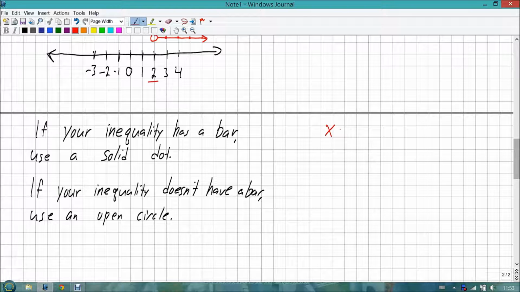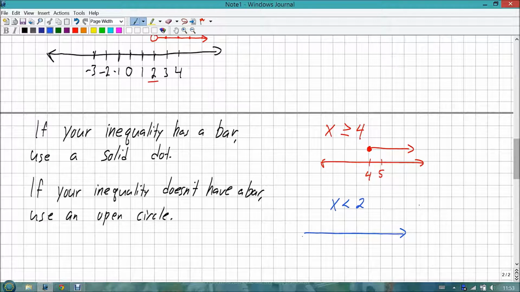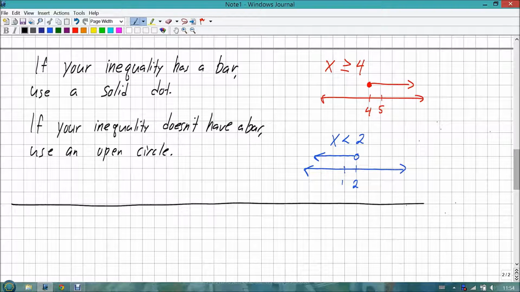For an example, if x is greater than or equal to 4, then on my number line, I would start at 4. I know that 5 is larger, so I'm going to start at 4 with a solid dot and go to the right. And if I have x is less than 2, then I would draw my number line. I would start at 2, and I know that 1 is less than 2. So I know I'm going towards 1, but I don't include 2, so I use an open circle. So if you have a bar, you're solid. If you've ever been hit by a bar, you know those things are pretty darn solid. And if you don't have a bar, then you don't have to worry about being solid. It's just air.